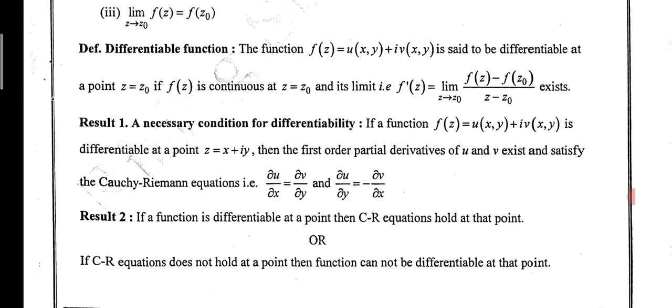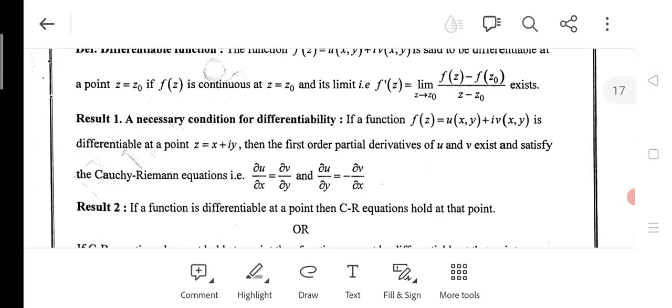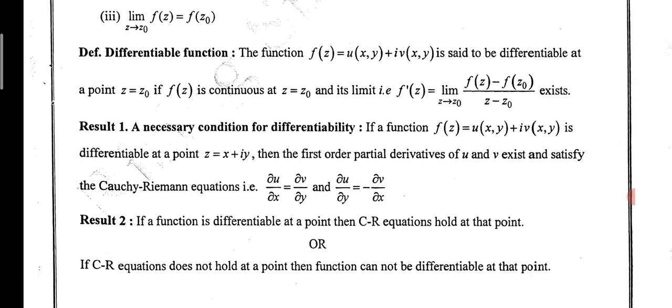Result 1, a necessary condition for differentiability. If a function f of z equal to u(x, y) plus i v(x, y) is differentiable at a point z equal to x plus iy, then the first order partial derivatives of u and v exist and satisfy the Cauchy-Riemann equations, that is CR equations. What are the CR equations? Do u by do x equal to do v by do y and do u by do y equal to minus do v by do x is called the Cauchy-Riemann equations, that is CR equations.